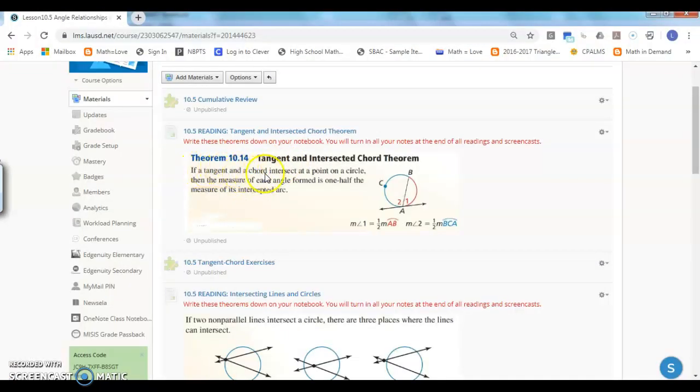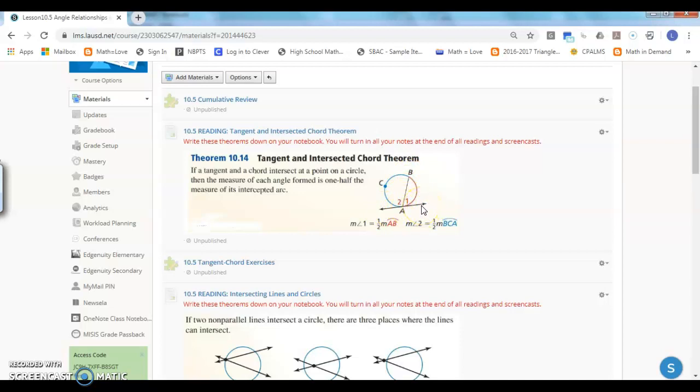It says if a tangent and a chord intersect at a point on a circle, then the measure of each angle formed is 1/2 the measure of its intercepted arc. This is similar to your inscribed angle theorem. However, it is not formed by two chords. If you look at the picture, what types of segments or lines form this particular angle? In this case, we're looking at one chord and a line that is tangent to the circle.